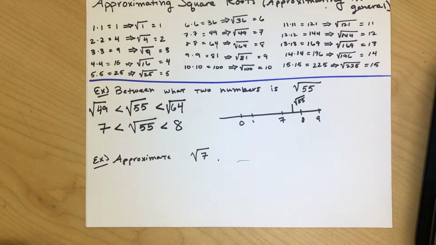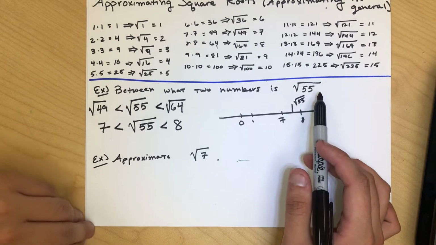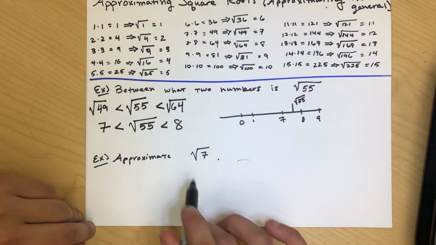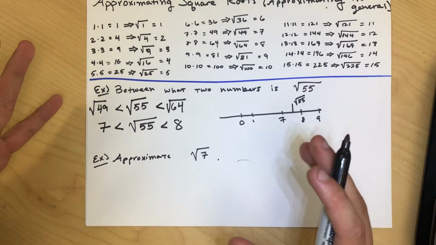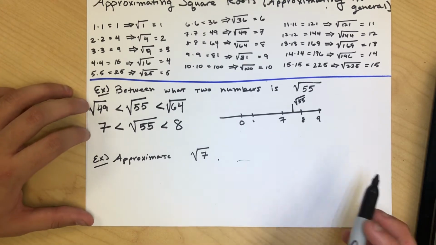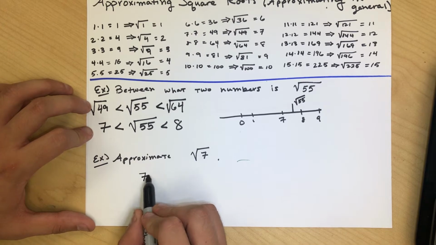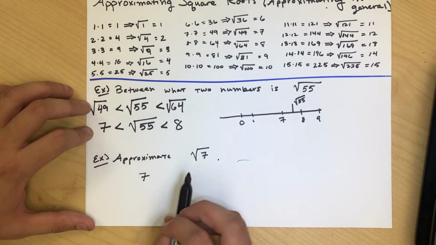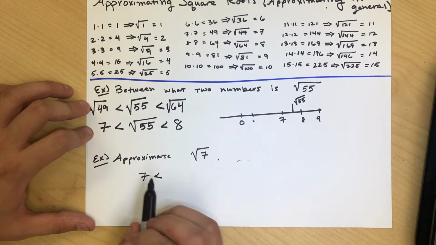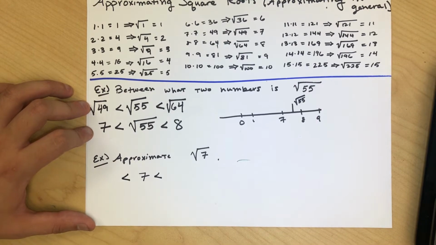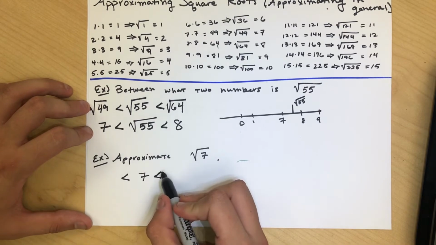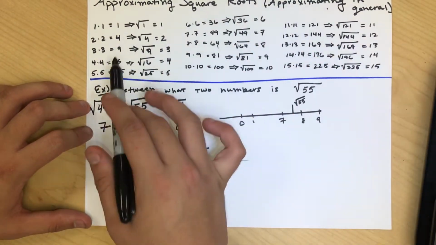All right, let's do the same thing with this next example. Instead of saying between what two numbers is the square root of 55, let's use some different vocabulary. Let's say approximate square root of 7. Okay, so it means the same thing. It means try to see what two numbers it is in between. So let's look at square root of 7. The first thing I like to do is put the 7 down. Then I like to put this less than sign, and this greater than sign. We know that these two numbers that we're going to put on the left and right of the 7 are going to be the perfect squares that we're going to choose from.